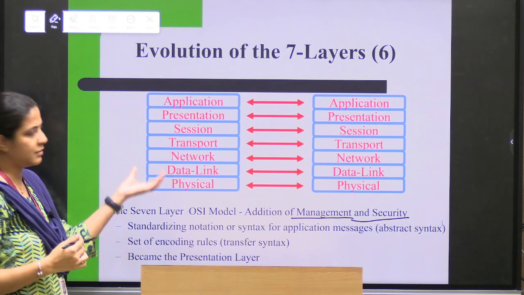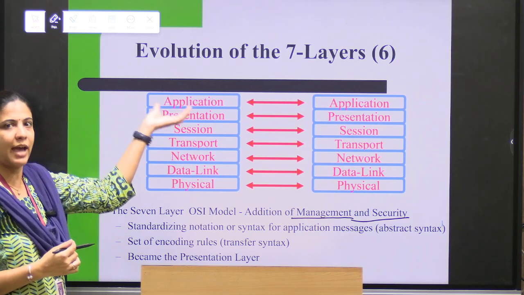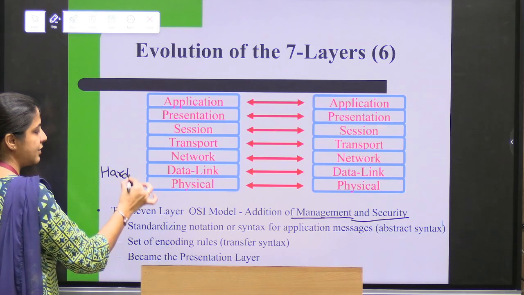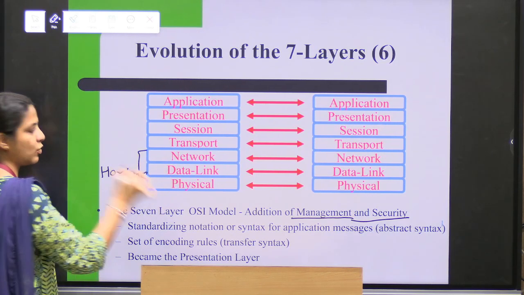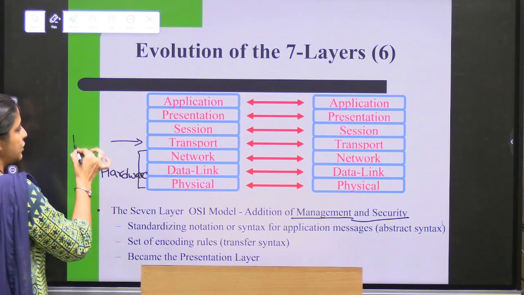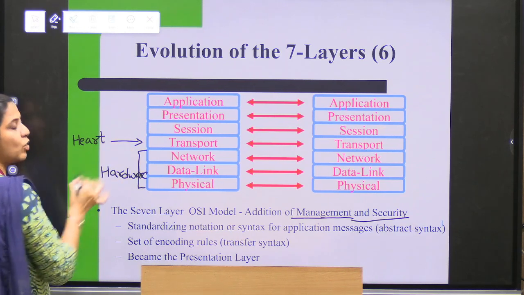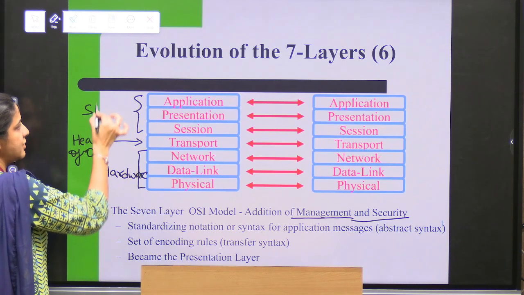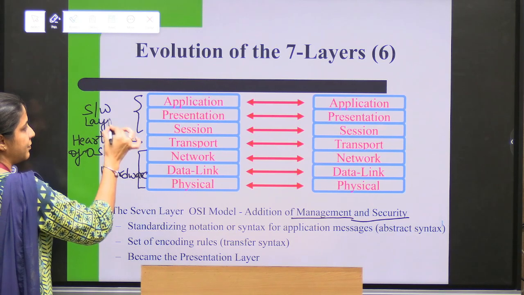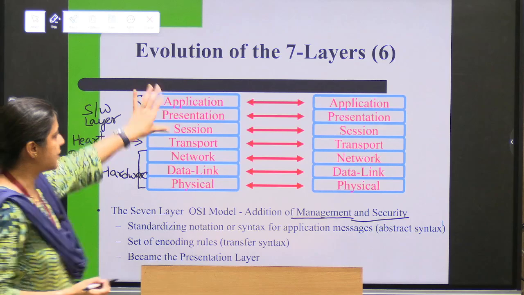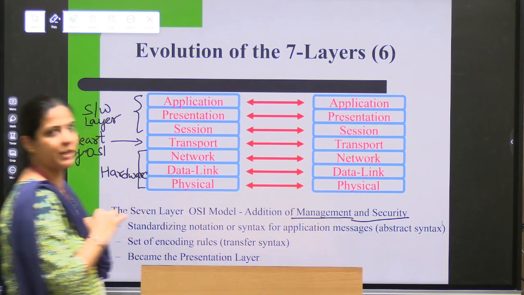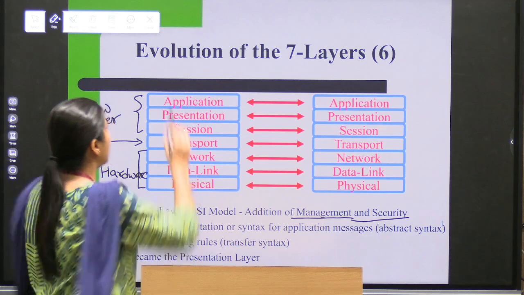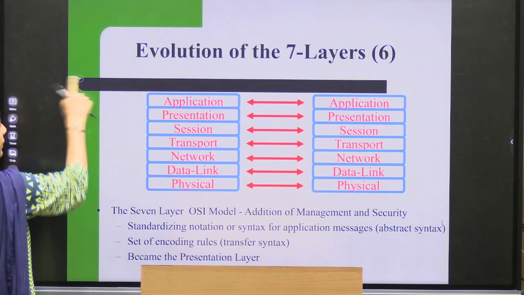We saw the physical, data link, network, transport, session and presentation layers. First of all, the first 3 layers are known as hardware layers. The transport layer is known as the heart of the OSI model, and the above 3 layers are known as software layers, because the last presentation layer was helping us in management and security. This was the evolution of all the 7 layers of the OSI model. Now let's see all of them together.